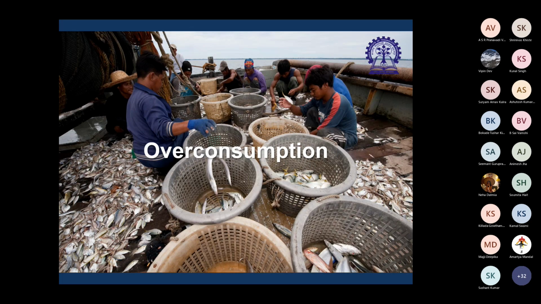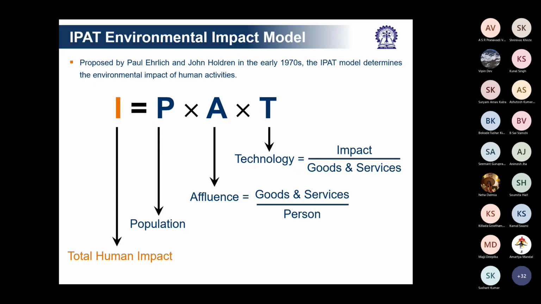Next, we will be discussing overconsumption. In the early 1970s, two scientists, Paul Ehrlich and John Holdren, developed a simple model showing how population size, that is capital P, affluence or resource consumption per person, which is capital A, and the beneficial and harmful environmental effects of technology, that is capital T, help to determine the environmental impact I of human activities. This can be summarized by the simple equation I = P × A × T. We call this the IPAT environmental impact model.